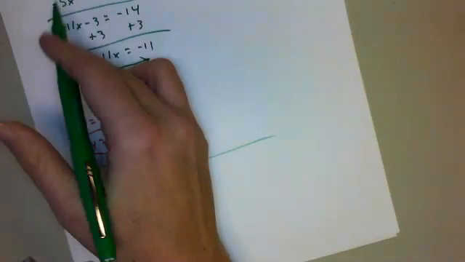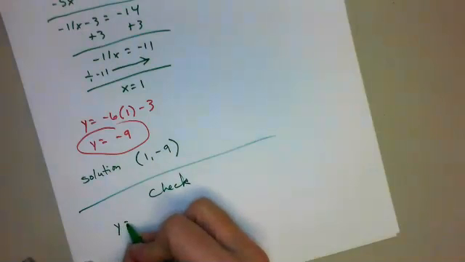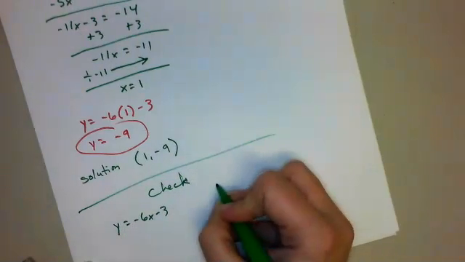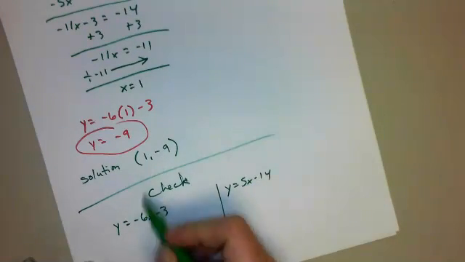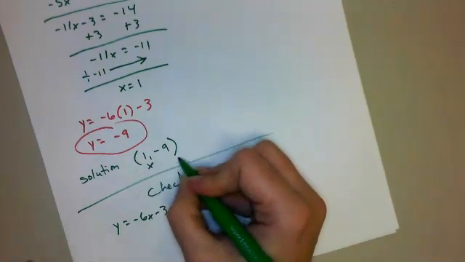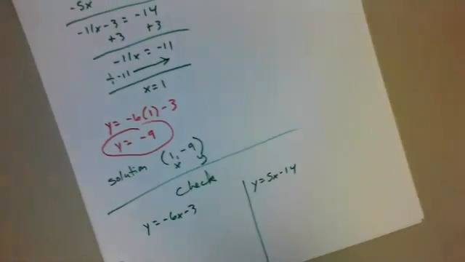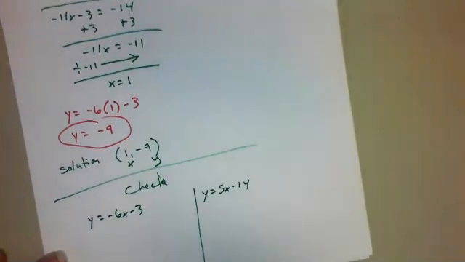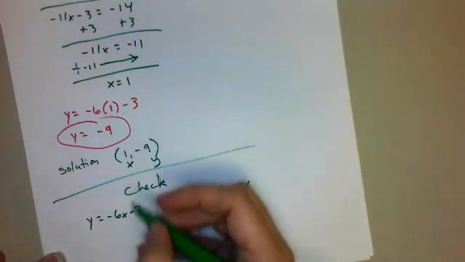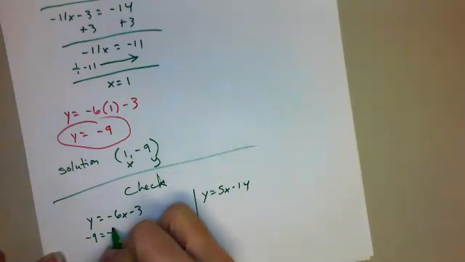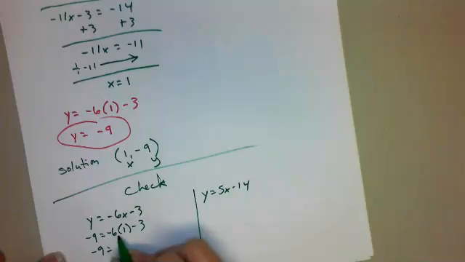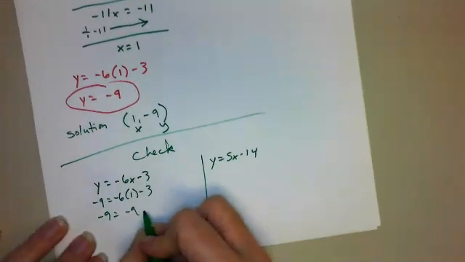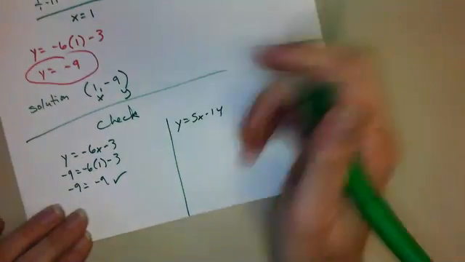I go to my original two equations. Y equals negative 6x minus 3 and y equals 5x minus 14. I'm going to plug in, this is x, this is y. Sorry, this is hard to see. I will move that around. There we go. I've got negative 9 equals negative 6 times 1 minus 3. Negative 6 minus 3, negative 9. Awesome, that one checks. Let's do the other one.